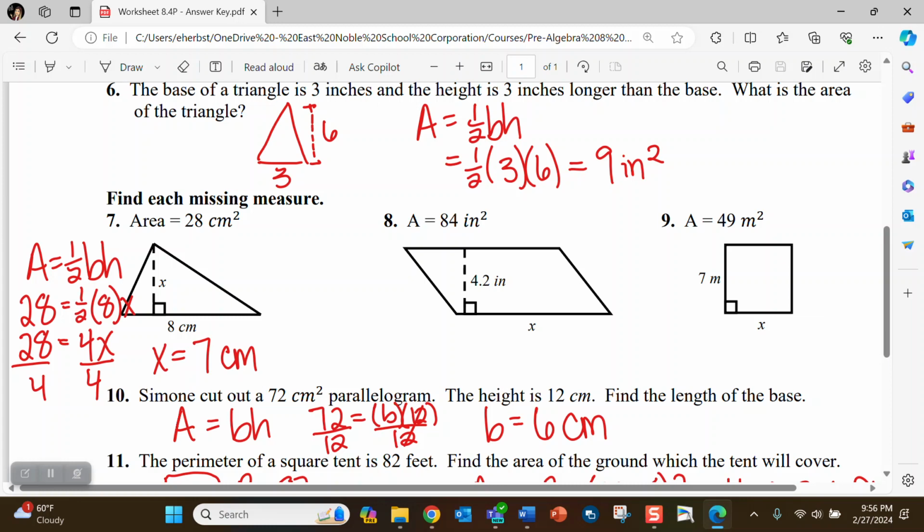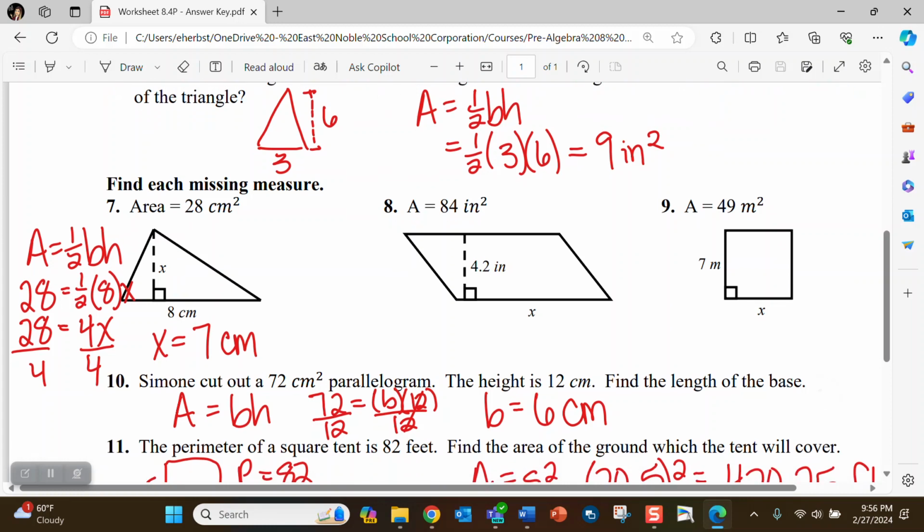Number 7, Simone cut out a 72 centimeter squared parallelogram. The height is 12 centimeters. Find the length of the base. So parallelogram area formula is base times height. Plugging 72 in for the area, and I just used b for base and multiplied by 12, the height. Dividing both sides by 12 to get rid of the multiplication. 72 divided by 12 is 6, so we get 6 centimeters for the length of the base.